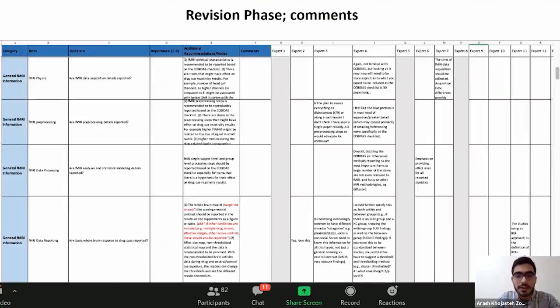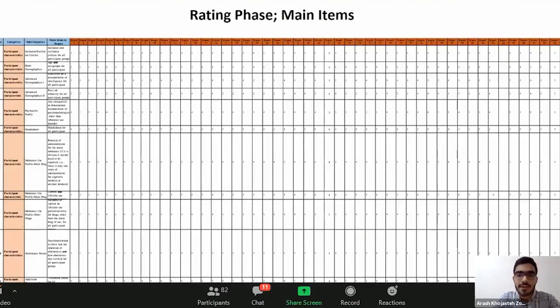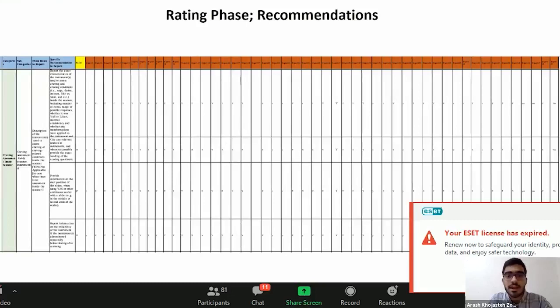This might be a little bit unclear. In the next slide, yes, you can take a closer look at the commenting phase. And in the next slide, here comes the rating phase of categories and main items to report, which was on a scale of 1 to 5, as I mentioned before, from not important to extremely important. It is a snapshot from the participants' characteristics category in this slide.